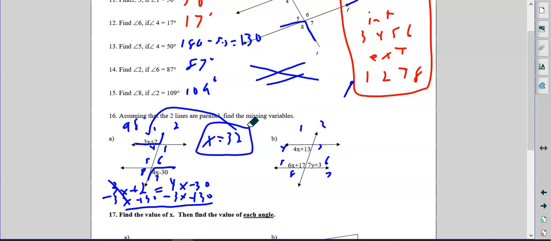All right, now the next one's a little challenging. We have 3 angles, but let's look at them. What are we trying to solve for? We have 4, 5, and 6.